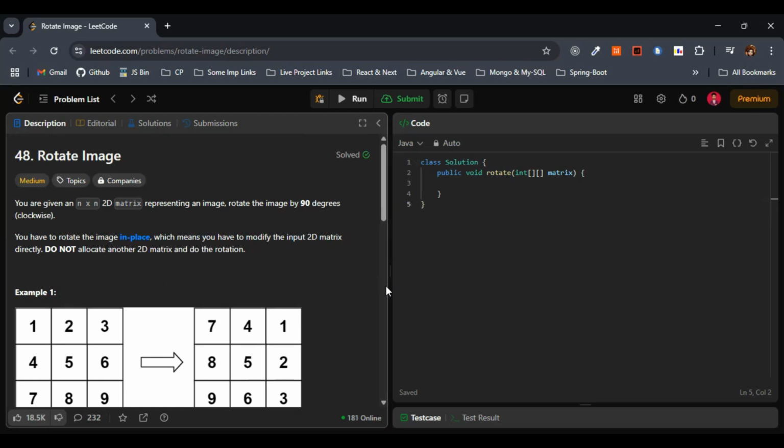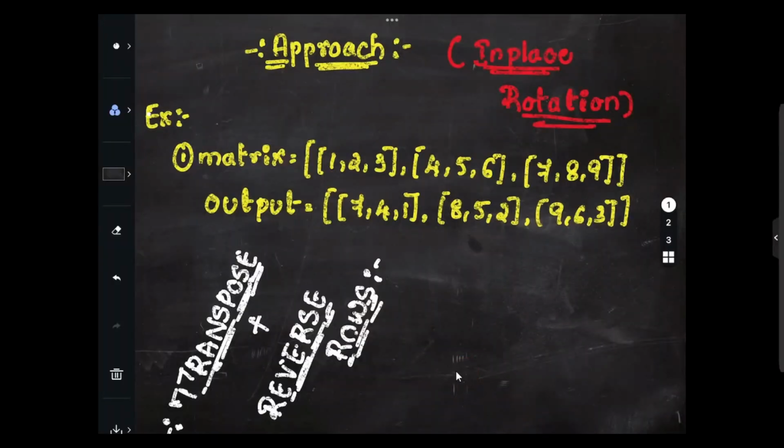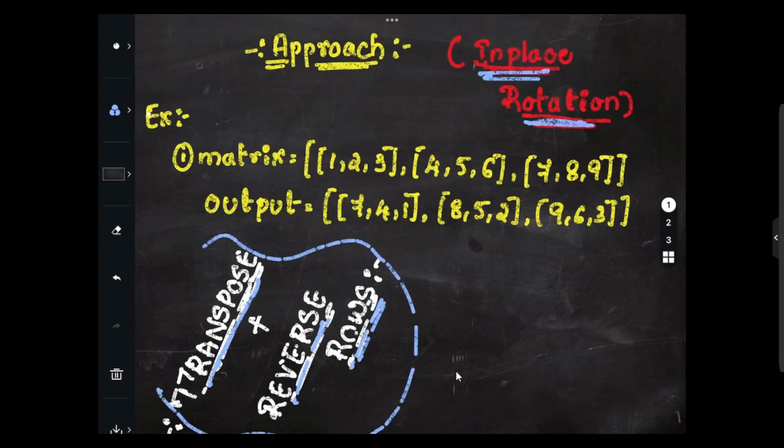First, let's discuss the approach, followed by the edge cases one by one, then finally write the code and discuss the complexities of the code that we have written. Initially, the approach: we are going for the in-place rotation approach. We will first transpose and then reverse the rows. This is the approach we'll be going with. In short, we can call this in-place rotation, right?